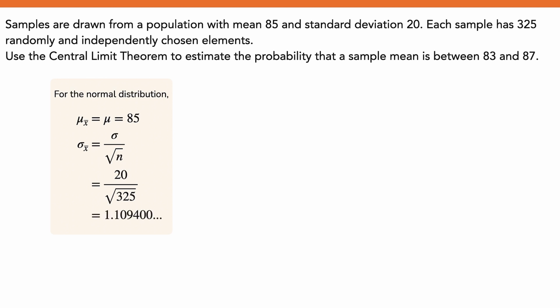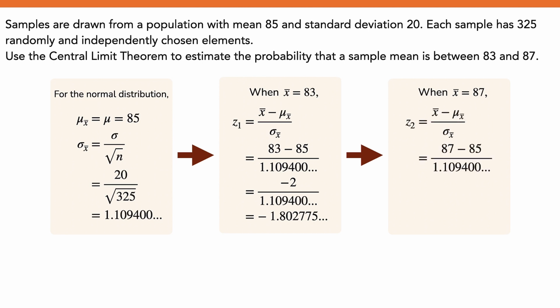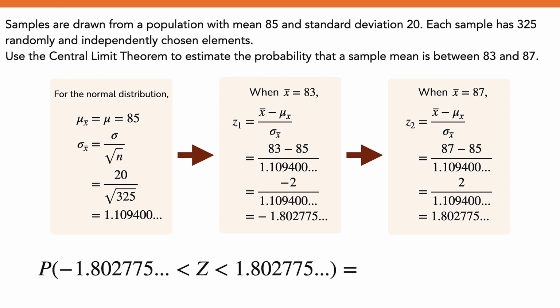Let's now find the z-values that correspond to x. When x equals 83, z1 equals 83 minus 85 divided by 1.109400, which is negative 1.802775. When x equals 87, z2 equals 87 minus 85 divided by 1.109400, which is 1.802775. Now we can plug our z-scores into a calculator to find that the probability the sample mean will be between 83 and 87 is approximately 0.929. Let's try one more.